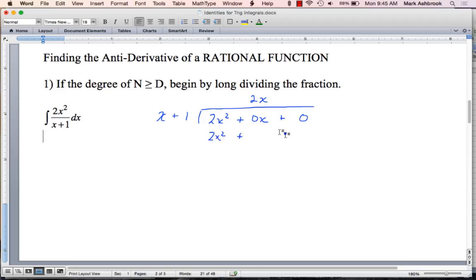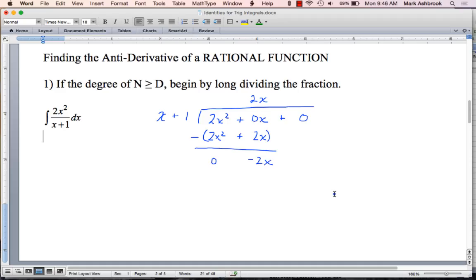Remember long division in what, 4th or 5th grade? Okay, so then 2x squared times x, 2x times 1. And the reason we chose 2x is because now when we subtract this, that goes away, right? So 0, and that's going to be minus 2x.